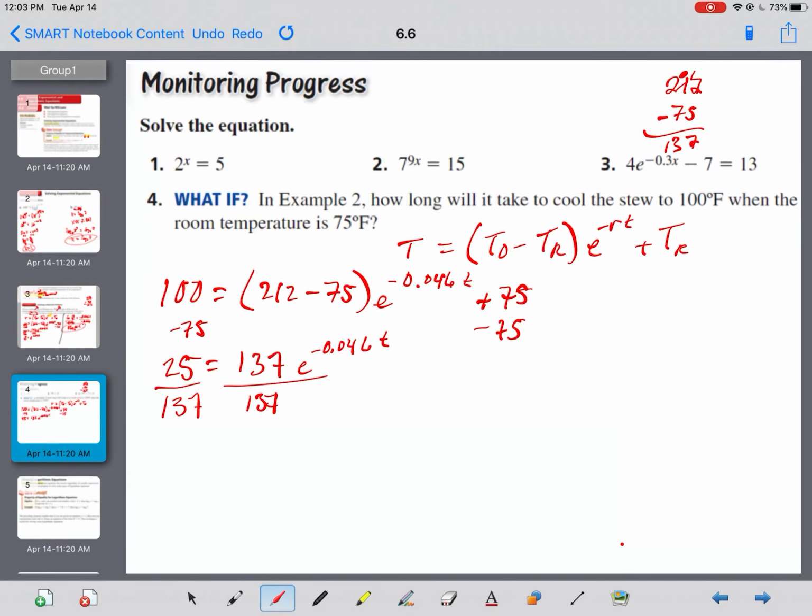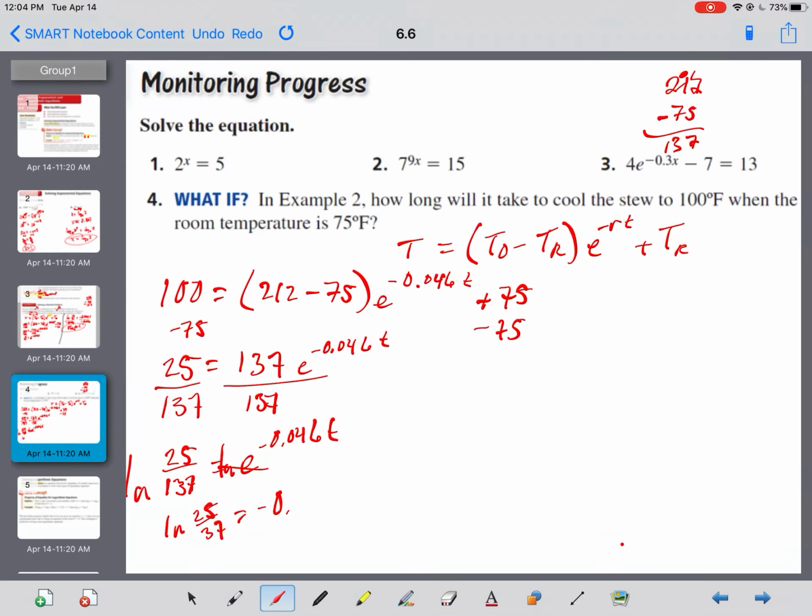137. E to the negative 0.0462. Divide by 137. These are both odd, and they don't end in 5 each, so we're just going to leave it as 25 divided by 137. You could approximate here, but double approximating, you're approximating now and you're approximating later, it ends up losing decimal places. So I'm just going to leave it exactly correct for right now.